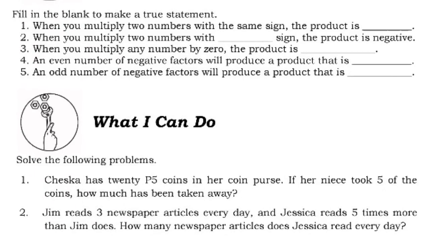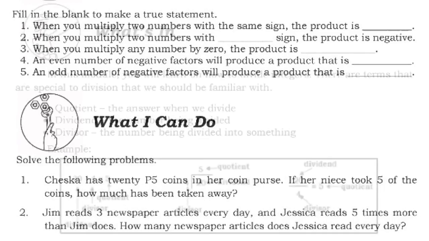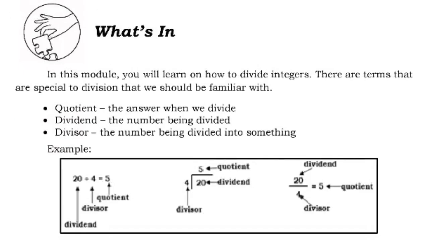Then for the next activity, what I can do, you will just solve the problems here applying multiplication of integers. Next is division of integers. What's in? So quotient, this is the answer when we divide. Dividend, this is the number being divided. Divisor, the number being divided into something.